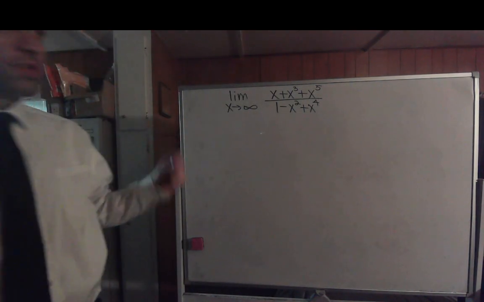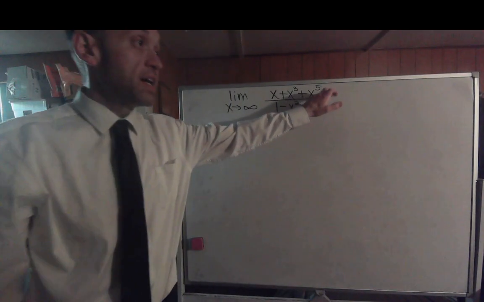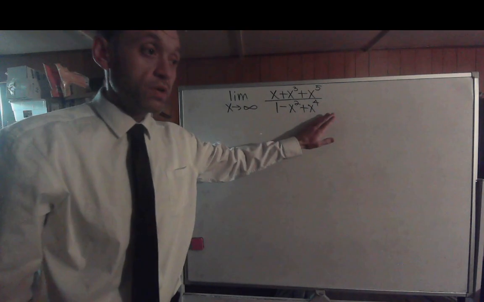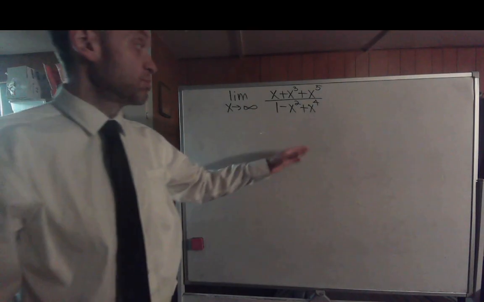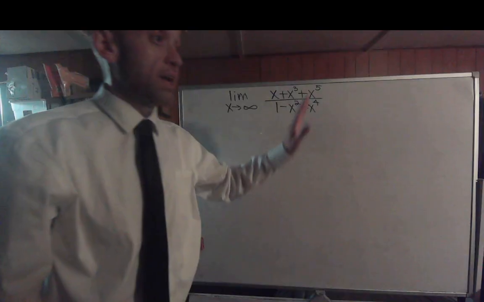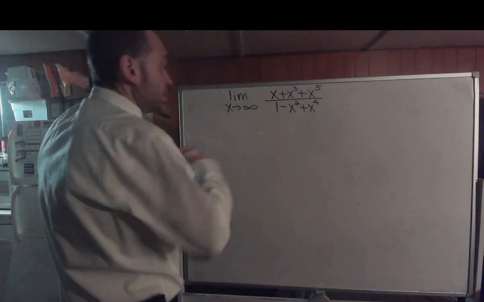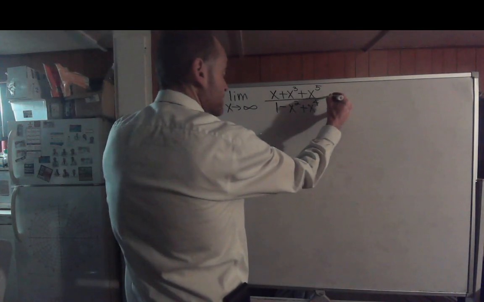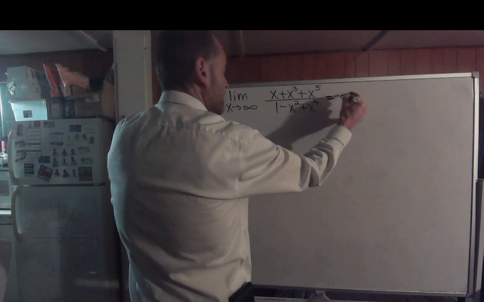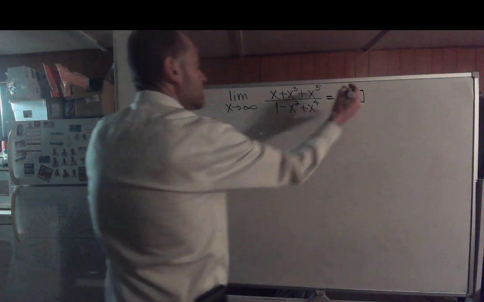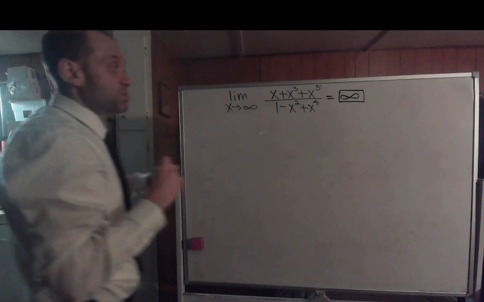Well, the degree of the numerator is 5, the degree of the denominator is 4, so very clearly the degree of the numerator is greater than that of the denominator. That means this limit is going to go to infinity. So the limit in this case would be infinity.